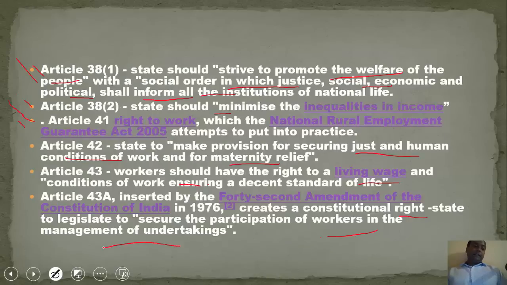Now regarding these articles, we have to have a brief idea of all these articles, as questions may be asked on which article relates to which aspect, as far as labor laws are concerned.